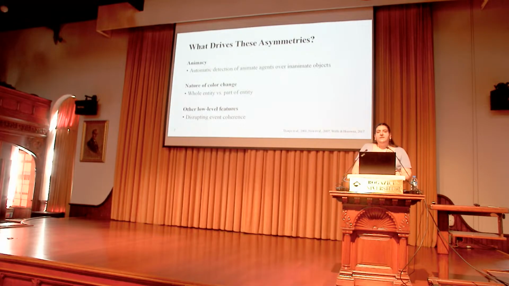And the second issue is the nature of color change. As I mentioned, changing the color of a whole entity versus one part of an entity might not be conceptual counterparts. And lastly, there may be other low-level features that may play a role in this agent prominence. And the best way to keep the low-level features the same is disrupting event coherence by using back-to-back versions of the events as controls.